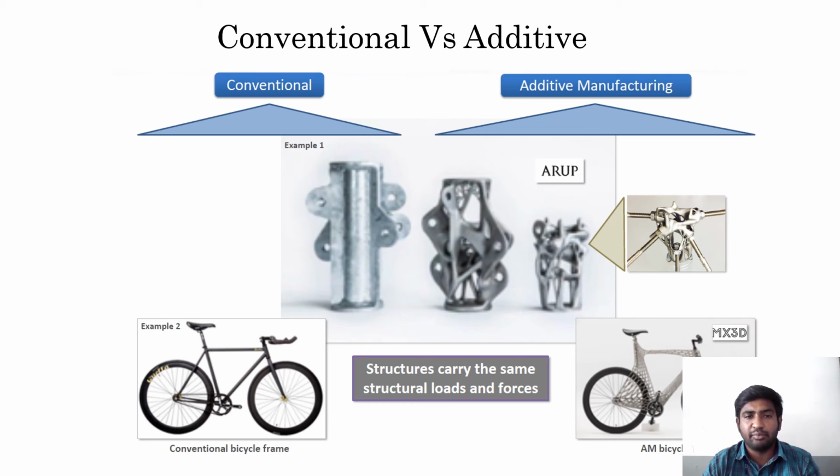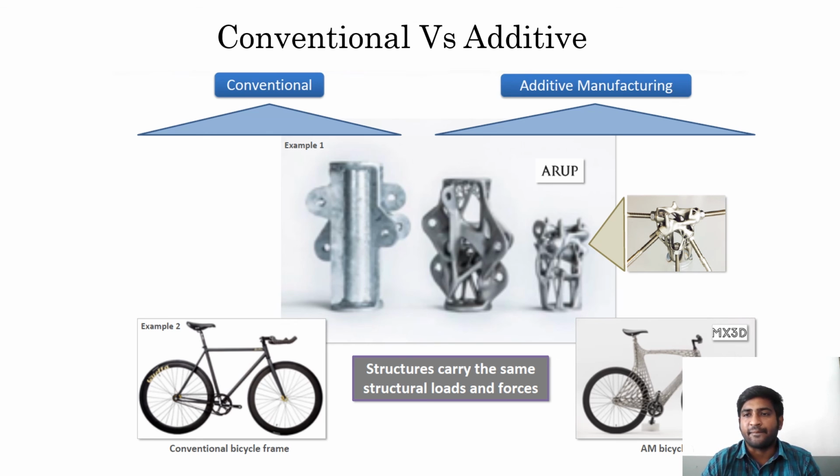In example 2, this is the conventionally created bicycle, and here you can see the AM-created bicycle, meaning it was created using the AM process. You can clearly see the frame structure is like that. It can be stylish also; in the area of aesthetics it will be good for an aesthetic look, better than the conventional machining process. We can also easily compare the strength: the strength in additive manufacturing is better than in conventional machining.